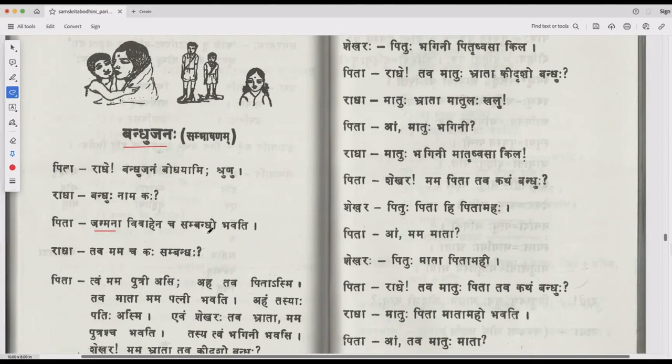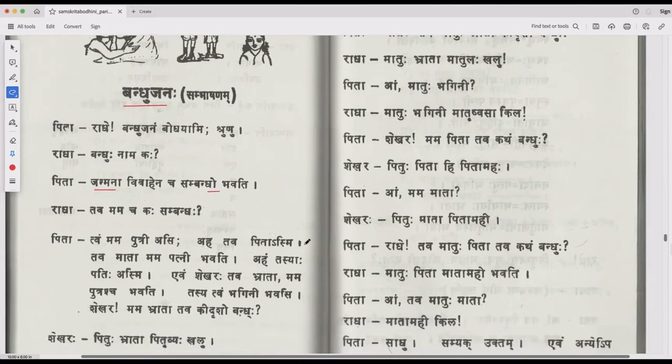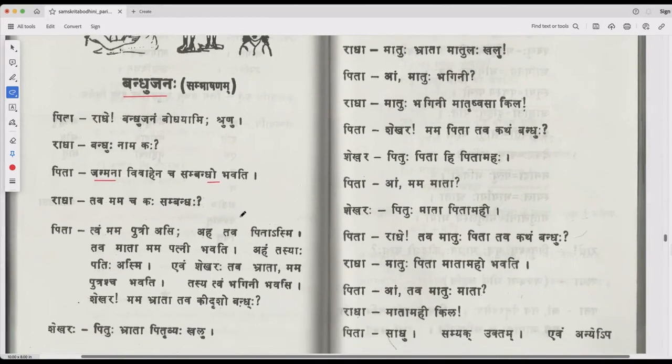Sambandha bhavati. Now here too you find the visarga has changed into o, so instead of the visarga you have o here. So when you split and read this sentence you will say janmana vivahena cha sambandha bhavati. A relation, sambandha, happens because of vivaha and birth. Next sentence. Tava mama cha kaha sambandha.